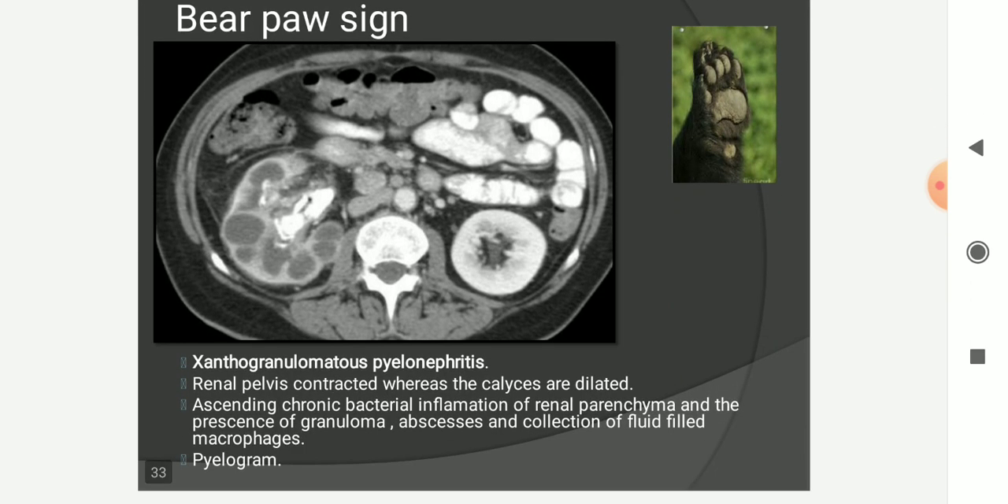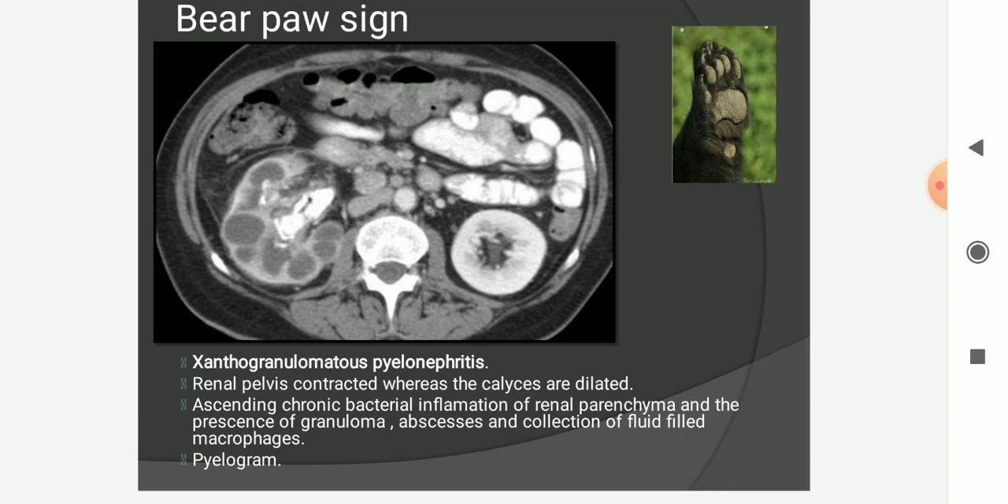And what about the bear paw sign? It is related to kidney abnormality that we can see in ultrasound methods, and most commonly seen in xanthogranulomatous pyelonephritis. So the renal pelvis is contracted whereas the calyxes are dilated. It is an ascending chronic bacterial infection of the renal parenchyma in the presence of granuloma, abscess, and collection of fluid-filled macrophages. So it is somewhat related to pyelonephritis.